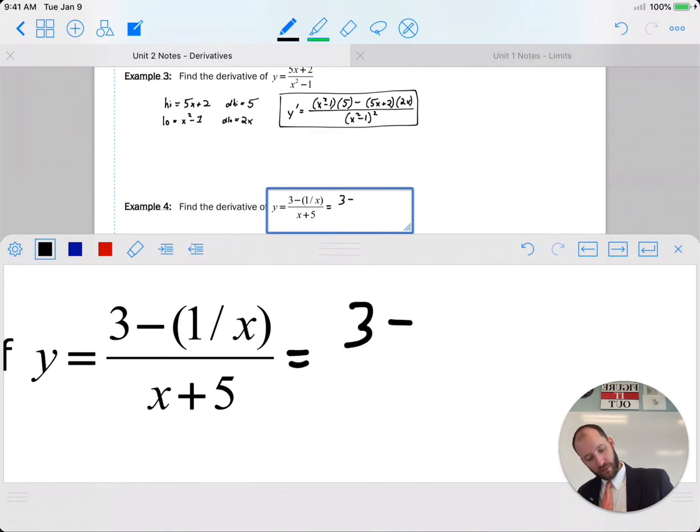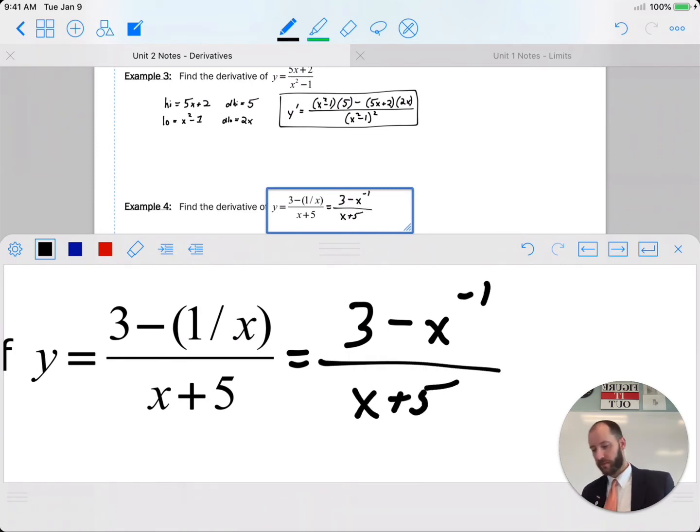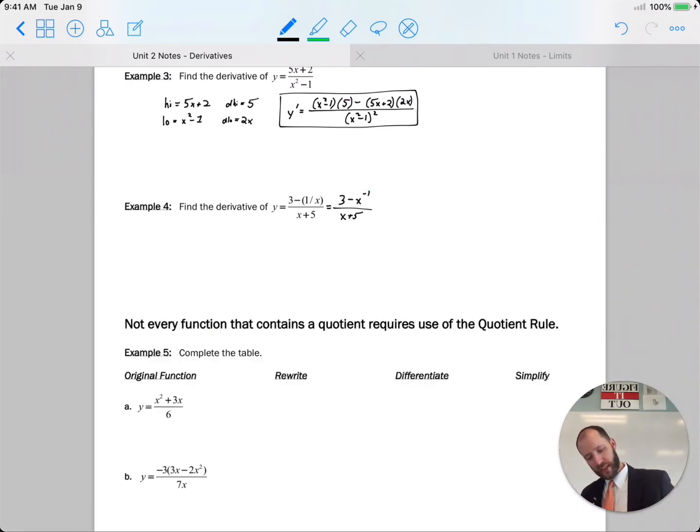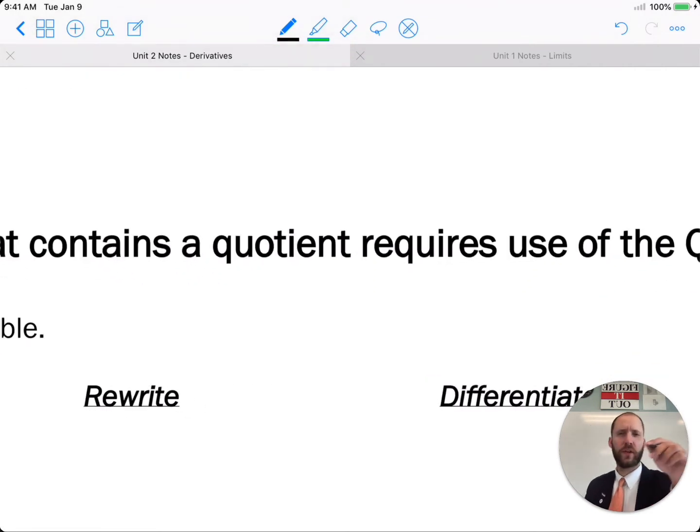So 3 minus x to the negative 1 over x plus 5. Just look at your high, look at your low, need your d high, d low, put the puzzle pieces all together. At this point, I do want to kind of point out, it's a little out of the way of the notes, but my favorite derivative rule ever.